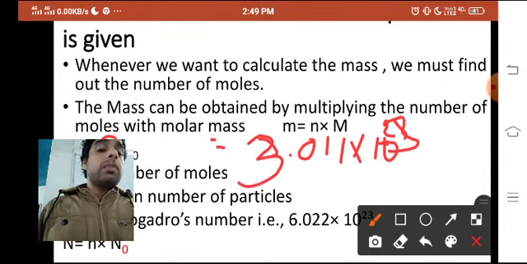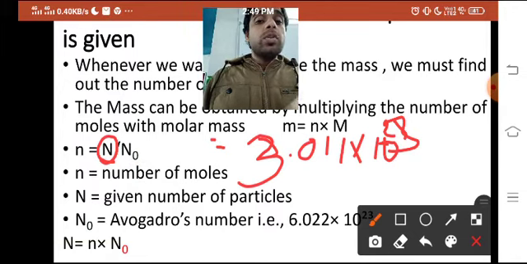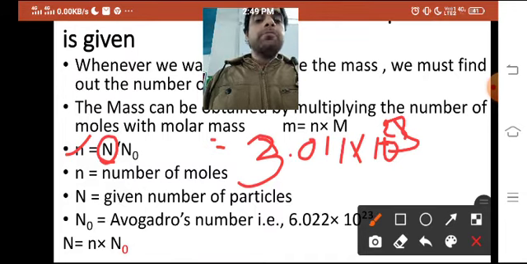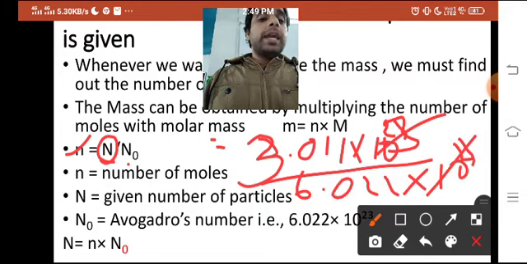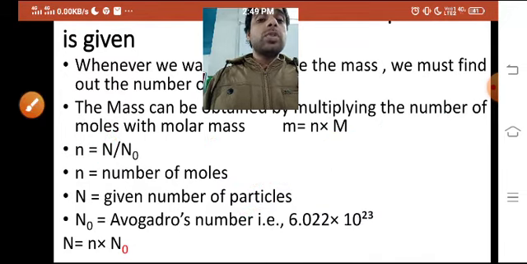3.011 into 10 to the power 23, and you have to calculate the number of moles. Here the number of particles is given in the numerical. So N naught, how can you write? N naught is equal to 6.022 into 10 to the power 23. So that will cancel out, and the rest gives you the result 2. So the number of moles would be 2.